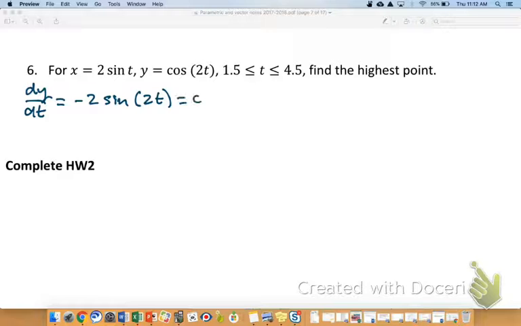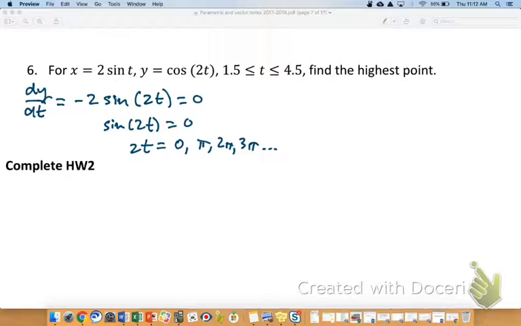And I want to set that equal to 0. And so then I get sine of 2t equals 0. I do the inverse sine of both sides. For what angle is sine 0? So that'd be something like 0, pi, 2 pi, 3 pi, and so on, right? Got to go around the circle as many times as we need to get all the possible angles here.